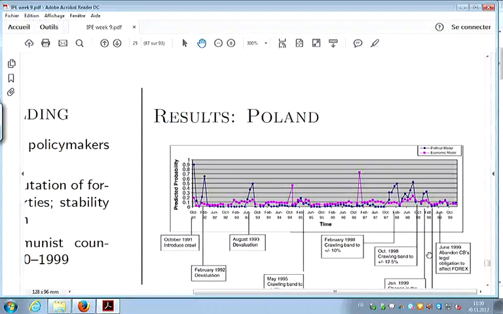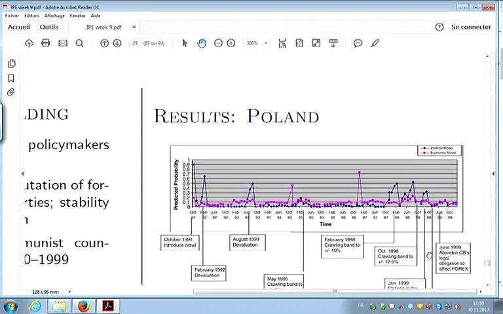And what we see here is that the model predicts a devaluation here, and the model predicts a devaluation here as well. And we see that they match with the actual devaluations in February 1998, in October 1998, in June 1999, and so on. And the key variable here is government partisanship.